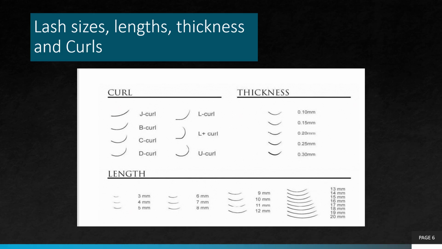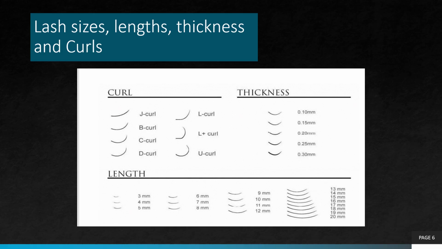Then there's the L curl and L plus curl, which are designed for clients with hooded eyes or those who want a lifted effect without an exaggerated curl. The U curl provides the most dramatic curved effect, ideal for a bold and glamorous look.